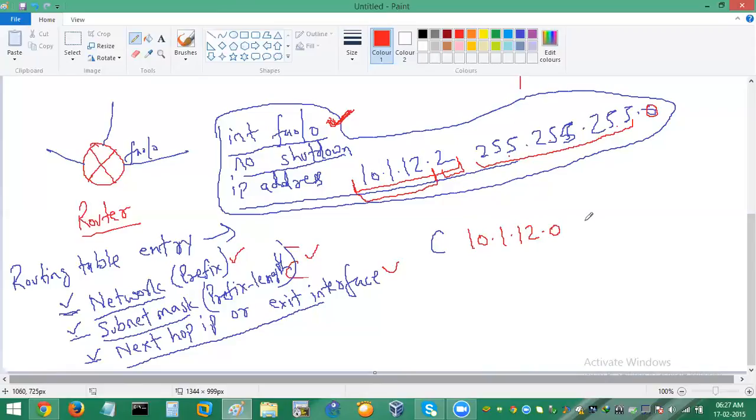So when you have that connected route, I'm going to install it this way: 10.1.12.0. That's going to be my network address. You just put the network bits and you make everything else 0. That becomes your network address. So 10.1.12.0. Now, this information is done.